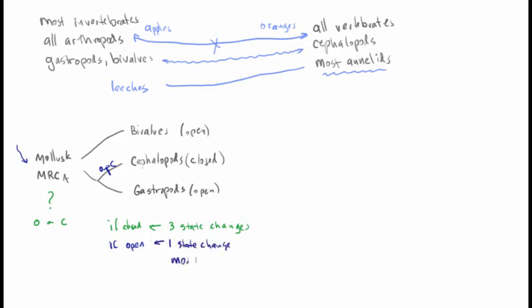Now remember, Occam's razor says that the simpler explanation for a history, in this case one character state change, is simpler than three character state changes. A simpler explanation is more likely to be the true one. Okay, but there's definitely more to this story.